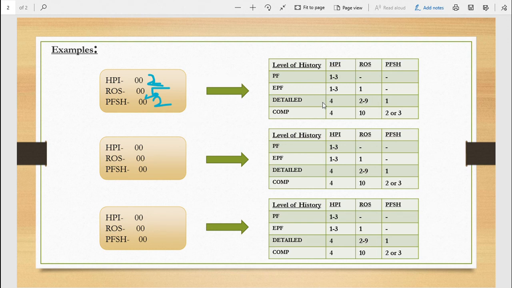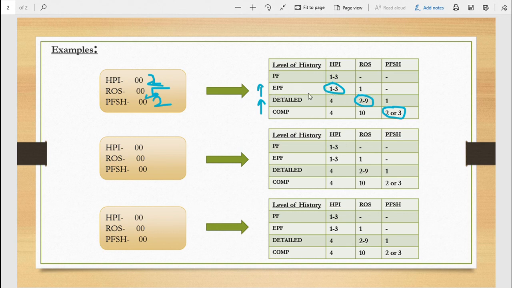So in the first example there are 2 points in HPI, so it's coming to EPF. ROS 5 points means going to detailed, and PFSH 2 points means it's going to comprehensive in an established patient. We have to think from the highest level. Comprehensive requires 4 points in HPI, so not there. Go one step back. Detail also requires 4 points, so go one step back again. In case of EPF, you have 2 points, so it's coming in EPF correctly.